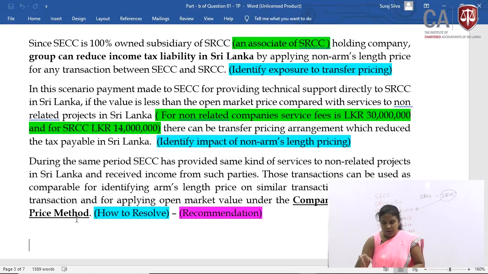Then what is the pricing method? I have used the comparable uncontrolled pricing method because the pricing is available in the market for me. There are third parties which are taking the similar service from SCCC, so I can check the transactions between SRCC and SCCC and the other third parties. This is the full answer for part 1.